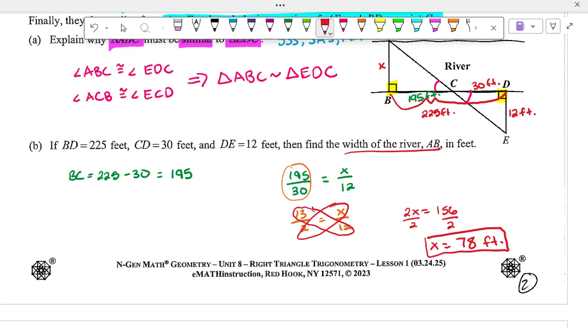So this lesson is almost like a review of stuff that we've already done. Basically just with right triangles, there's really not much different from normal similar triangles. They're still just proportional.